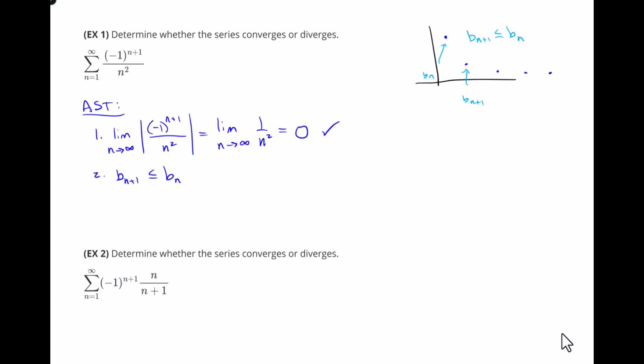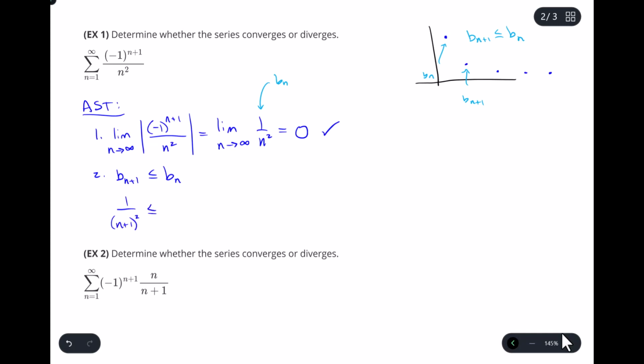So b sub n is the non-alternating part. So it's just this. So b sub n plus 1 would be 1 over (n plus 1) squared, and that needs to be less than or equal to 1 over n squared. Since all these terms are positive, we can freely cross multiply in this case. n squared is less than or equal to (n plus 1) squared, or n squared is less than or equal to n squared plus 2n plus 1.